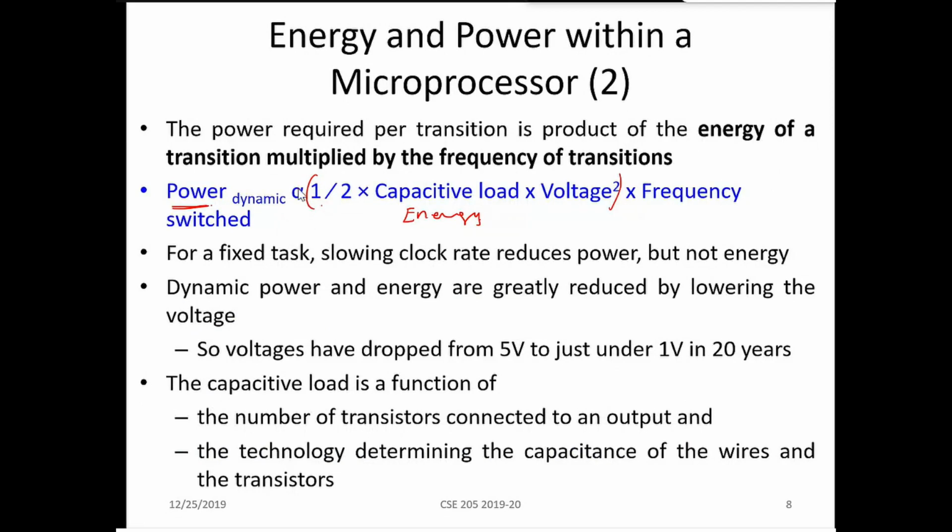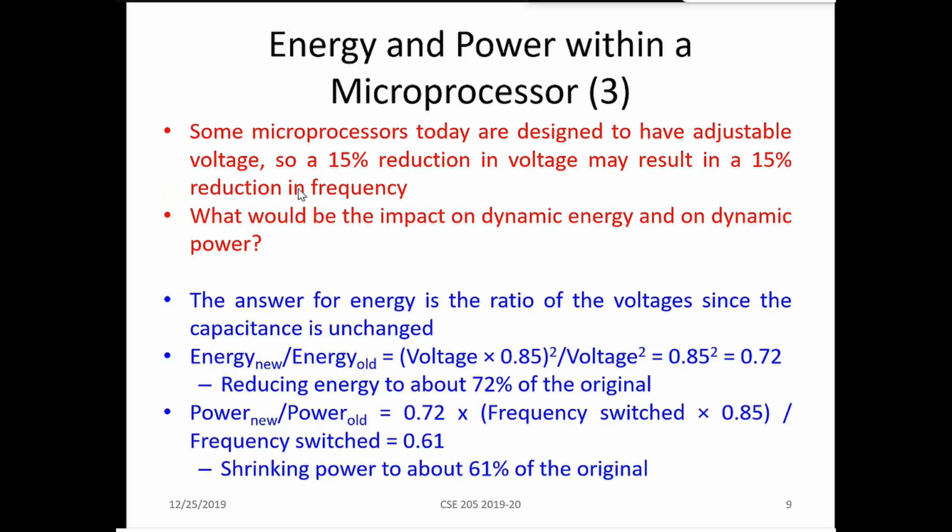Now suppose you have a problem. Some microprocessors today are designed to have an adjustable voltage, so we can adjust it accordingly. A 15% reduction in voltage may result in a 15% reduction in frequency. The question is, what would be the impact on dynamic energy and on dynamic power if we reduce the voltage by 15% and the frequency by 15%?